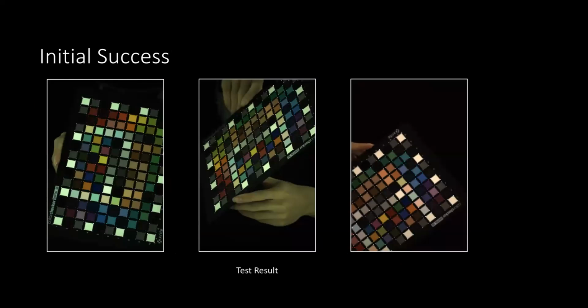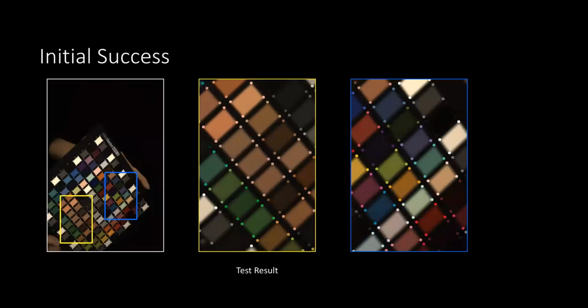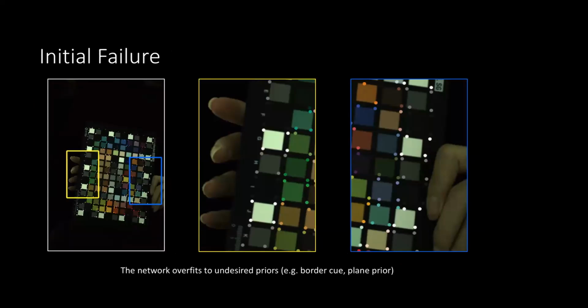And after this step, we finally found that our model can work on the test dataset. Even if we zoom in, we can still notice very reasonable results. And the visualized points here have reference color of each patch. Of course, there are also some failure cases.